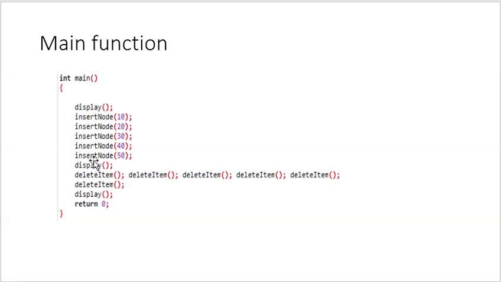Then I have inserted the nodes: 10, 20, and so on. I have inserted 5 nodes here, and then it will display the number of nodes which I have inserted. Then I call delete 6 times, and we have only 5 nodes. So after the 5th delete function call, it will display a message that the linked list is empty. So here is the output.